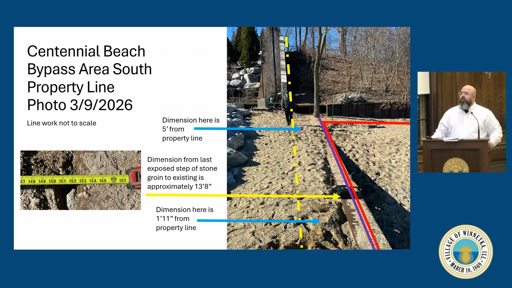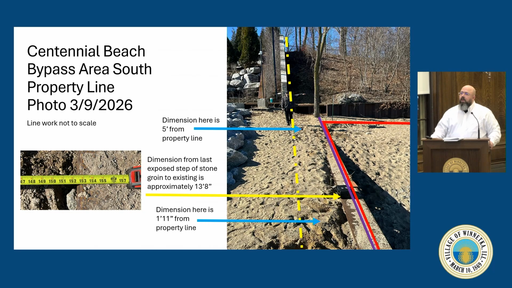Here's an image showing what that looks like. Once again, now we're looking from east to west, looking down the property line. When you're standing at that elevation, on the lower half of the screen, you'll see a dimension where the blue arrow goes 1 foot 11 inches. That's the dimension that we have from our surveys from the edge of the seawall to the property line. The second blue arrow just above that is showing that dimension there, which is 5 feet off the property line.